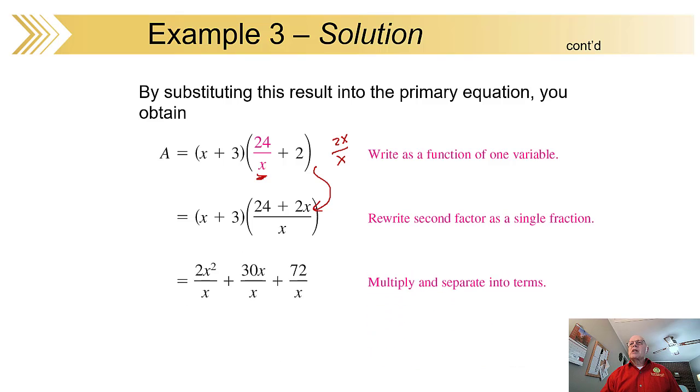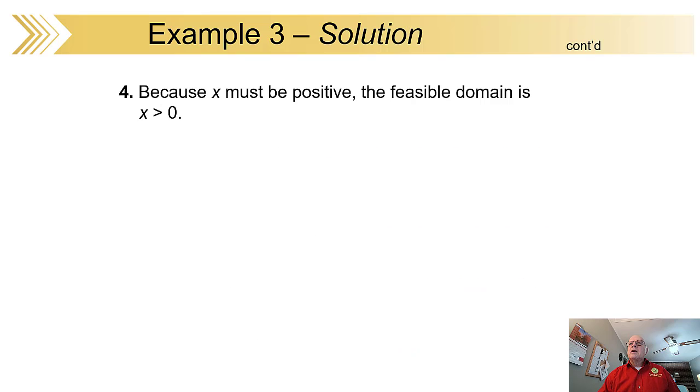So this is what it looks like when you multiply it out. So you've got 2x squared over x, 30x over x, and so on. Simplify that, and this is what you've got. But x has to be positive. We can't have a side or any part of it that has a negative value, so x has to be positive. That involves your domain.